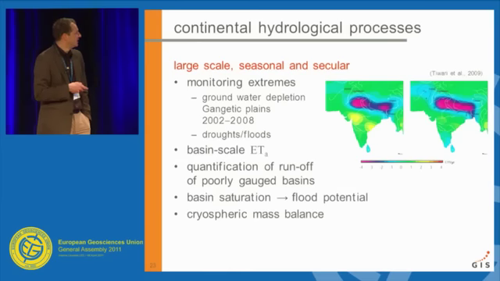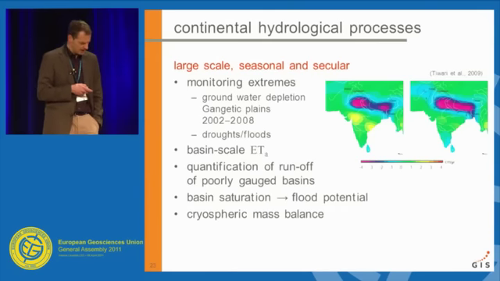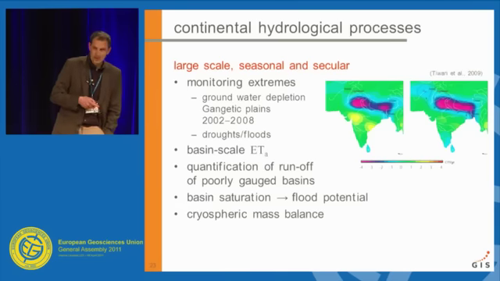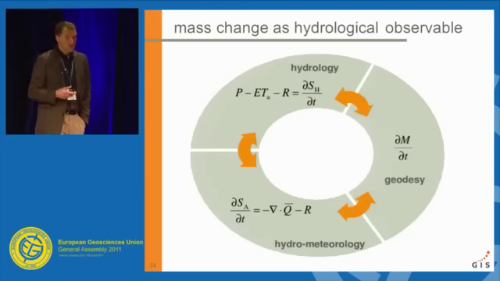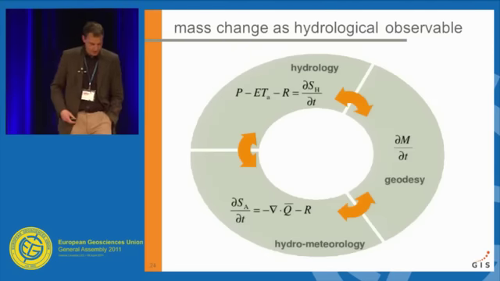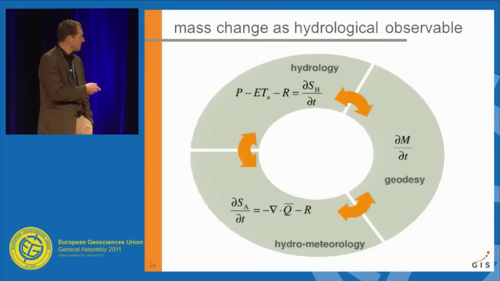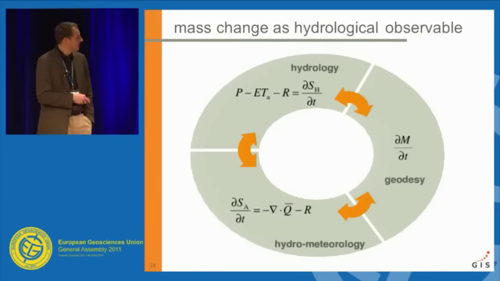Here, for instance, one example, the Ganges Plains depletion. I mentioned already the Murray-Darling Basin drought. You can do a lot of interesting hydrological things with this type of data. And you can try to start looking at your mass balances. For instance, mass change in a catchment, perhaps you can use that in your hydrological mass balance or your hydrometeorological mass balance, and that's what we're looking at in different projects right now.